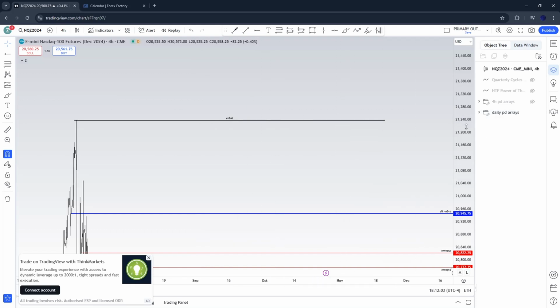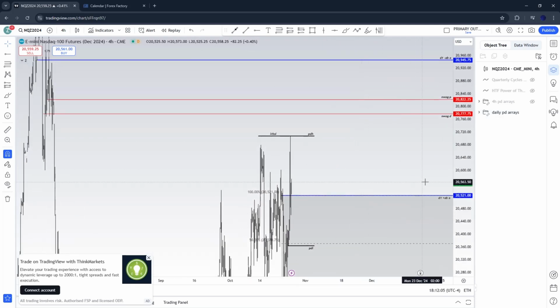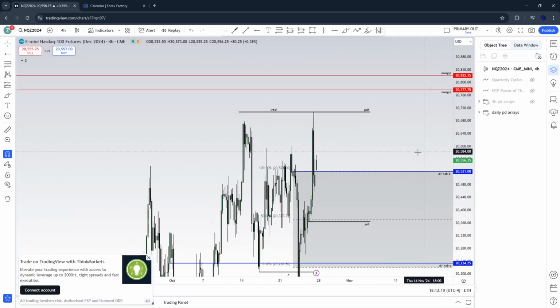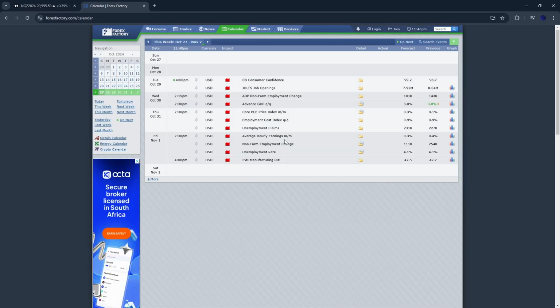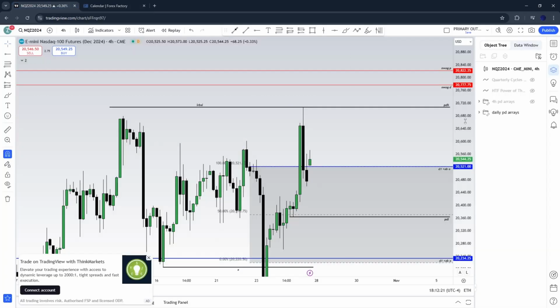So 21,240 from 20,558, which is not a crazy run for Nasdaq. It can do that within 1 week, especially considering the fact that we have NFP coming up this week. It's highly possible.